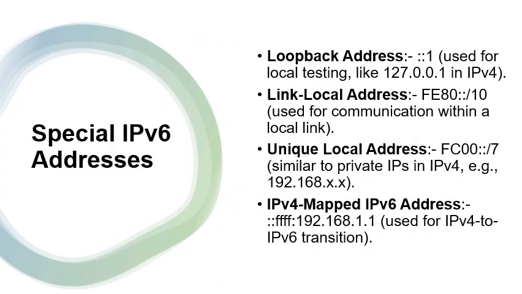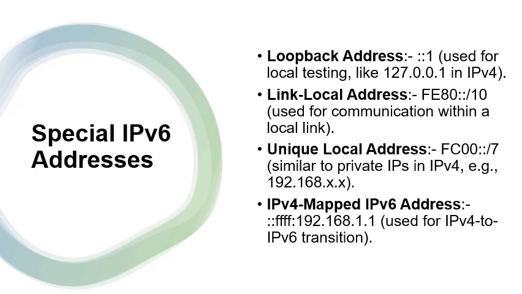IPv6 also includes special addresses with unique functions. First one is loopback address. It is used for testing network configurations within a device. Second one is link local address. This address is automatically assigned to devices and is used for communication within the local network, but it cannot be routed over the internet.